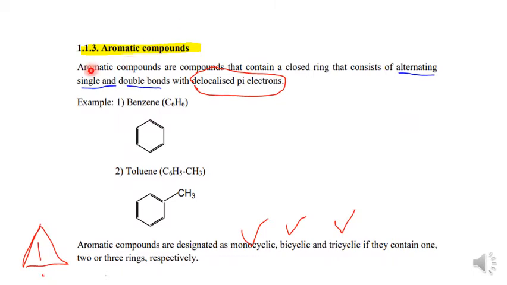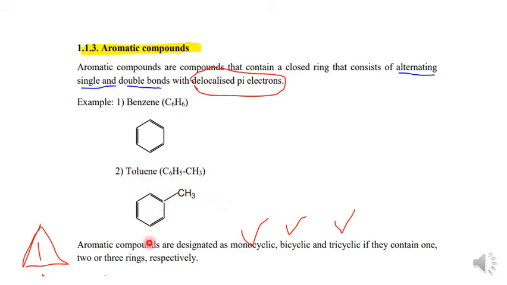Aromatic compounds contain a closed ring with alternating single and double bonds with delocalized pi electrons. An example is benzene. This is benzene, an aromatic compound. Another example is toluene. This is toluene, also called methylbenzene or phenylmethane.